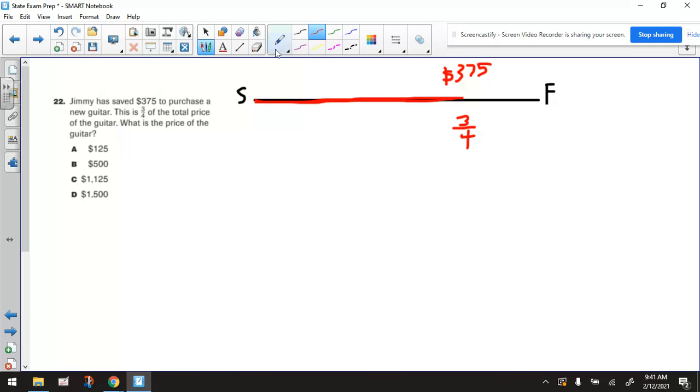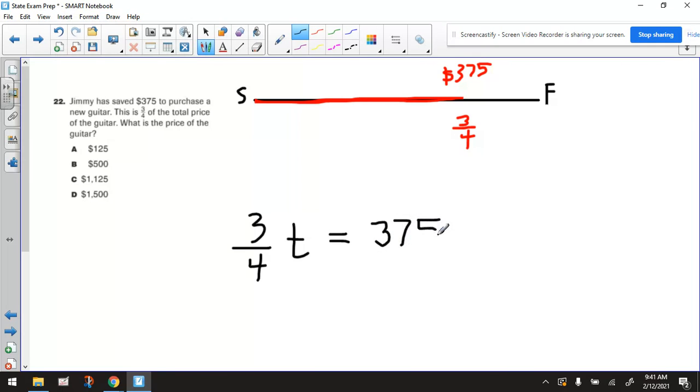But let's write an equation to represent the situation. So 3/4 of usually means we're multiplying. So what are we multiplying 3/4 with? The total price. So how about we use the letter T to represent the total price? And that's going to equal this $375.